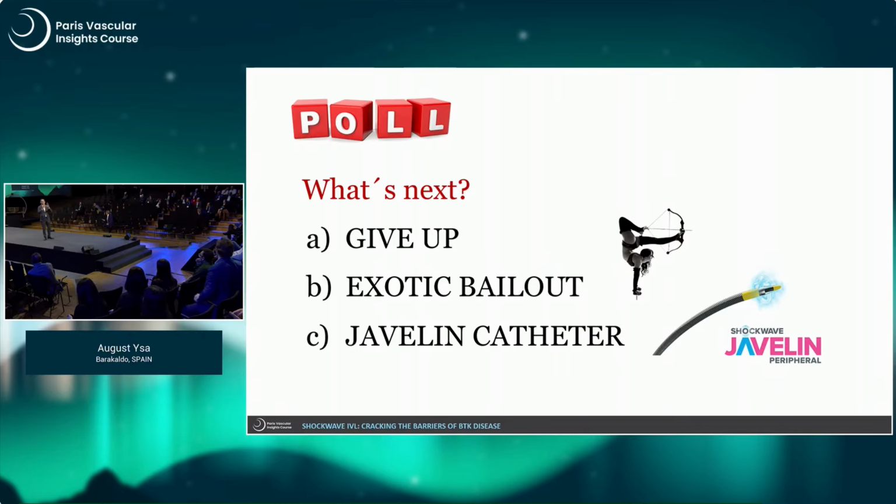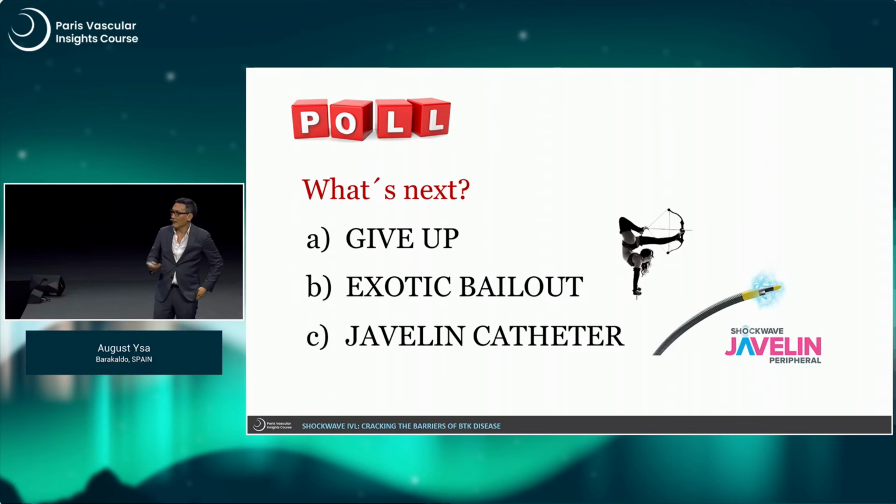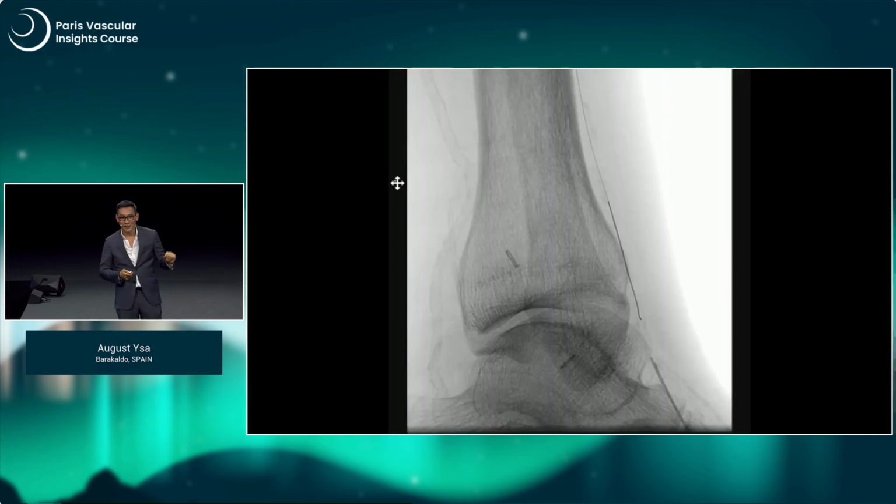Let me tell you that for this sort of situation, the Javelin catheter might be the answer. When the wire crosses, but nothing else follows. If you are not skilled enough to perform exotic things, go for a Javelin. Have your Javelin on the shelf. But let me tell you that we didn't have a Javelin, and I had Marta next to me.